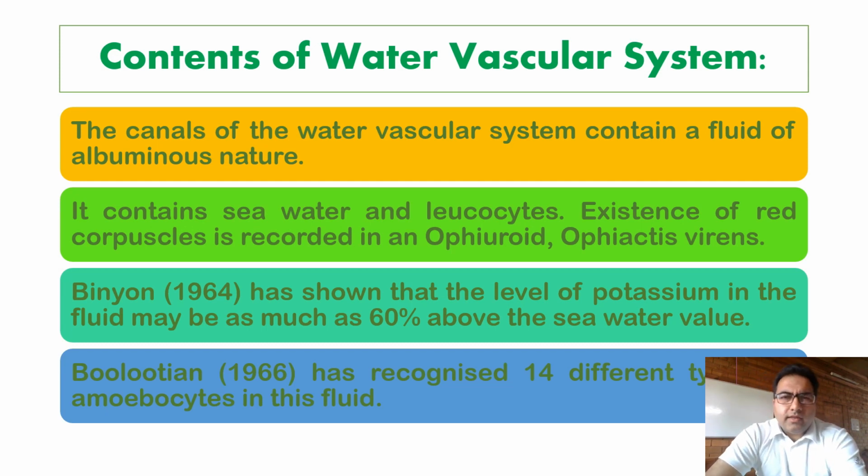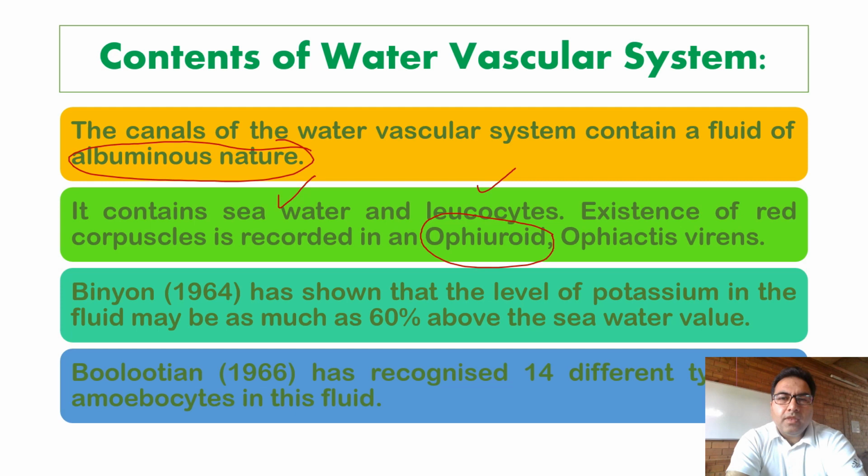The first important thing is that the fluid present in the water vascular system of the echinoderms is of albuminous nature. Secondly, it contains seawater and leukocytes. Besides the albuminous nature of the fluid and the presence of seawater and leukocytes, the existence of red blood corpuscles has also been recorded in the case of ophiuroids, mostly in Ophiactis virens.